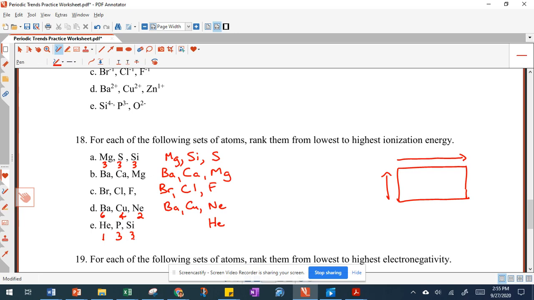Then we have phosphorus and silicon. Phosphorus has 15 protons in the nucleus. Silicon has 16. So they have the same number of energy levels, but silicon has more protons to hold on to those electrons. So it's going to take a little bit more energy to remove an electron from silicon than it would for phosphorus. So silicon would be the next highest, and phosphorus would be the lowest. You notice here this is also the opposite of the radius, so we go from the smallest radius to the largest radius.